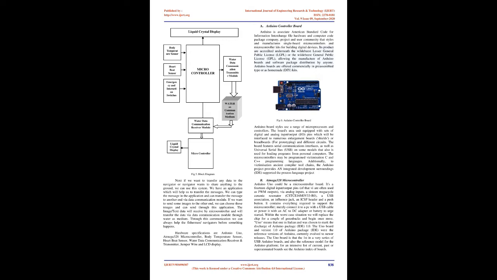Water data communication receiving module will receive the data and provide it to the controller in the receiver section. Then the data is displayed in the LCD display of the receiver end. Through this we can get to know the condition of the navigator. Block diagram. Next, if we want to transfer any data to the navigator or navigator wants to share anything to the ground, we can use this system.